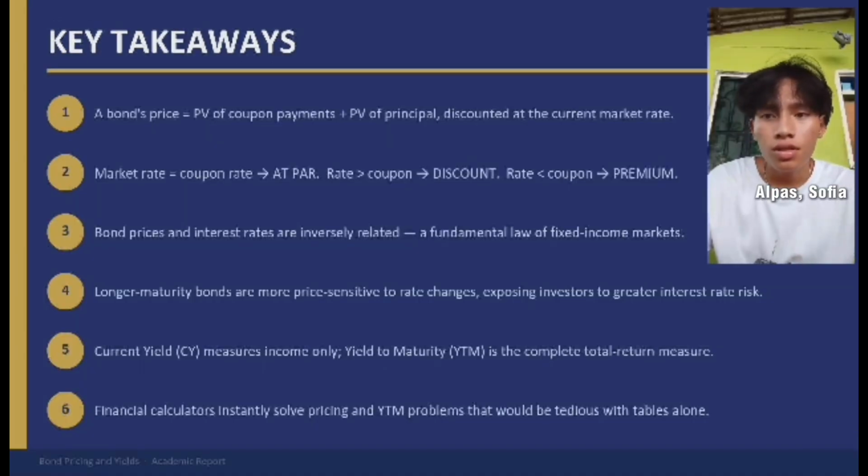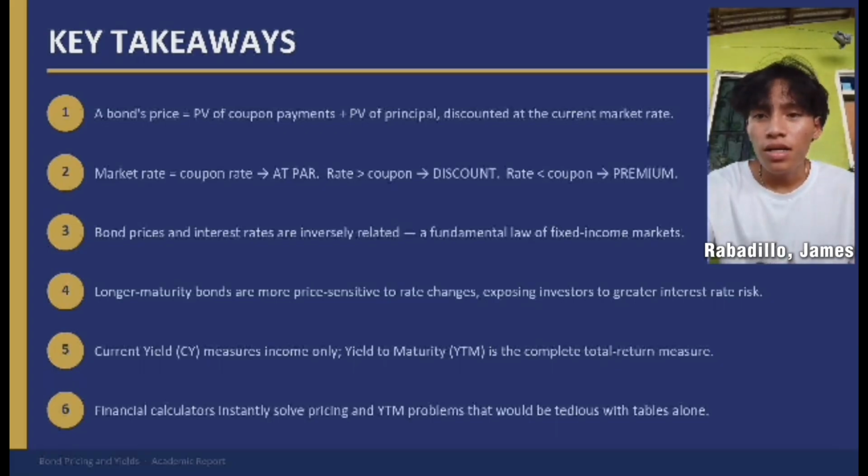So, key takeaways. There are 7 types of key takeaways. Number 1 is bond pricing formula. A bond price is equal to the present value of coupon payments plus the present value of the principal amount. So, this means the value of a bond comes from 2 things: the regular interest payments or coupons and the final amount paid back at maturity. These amounts are discounted using the current market interest rate because money today is worth more than in the future.